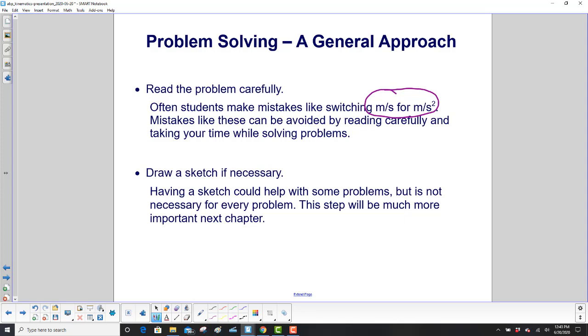Draw a sketch if necessary. Having a sketch can help with some problems, but it's not necessary for every problem. This step will be much more important next chapter when we get into dynamics.